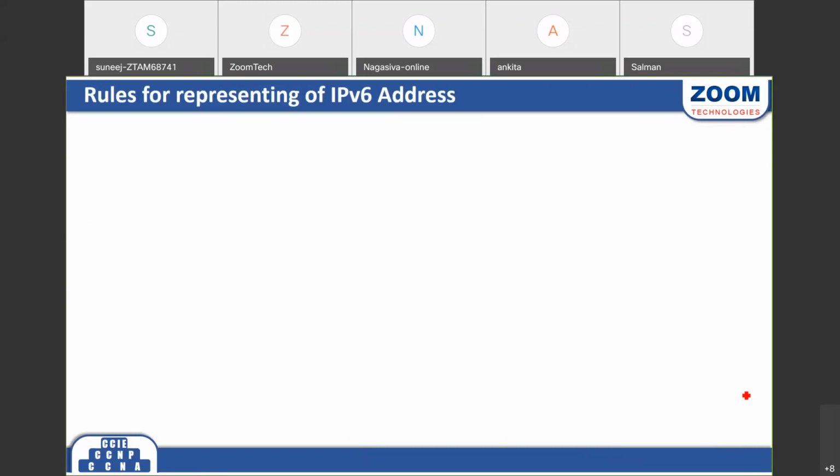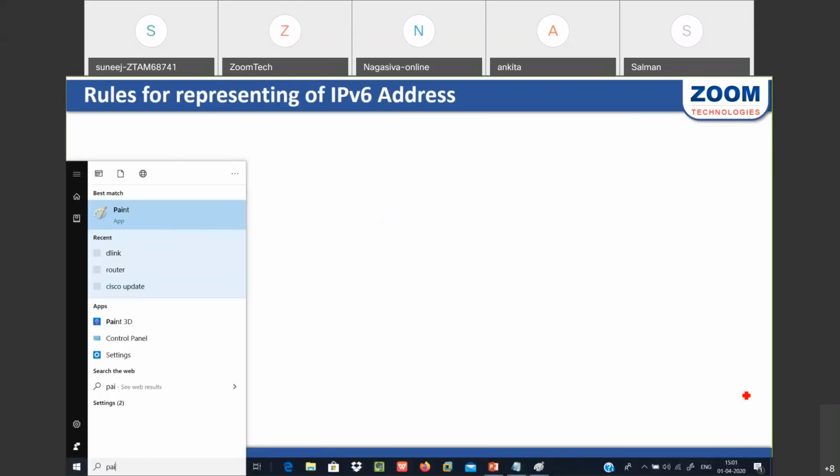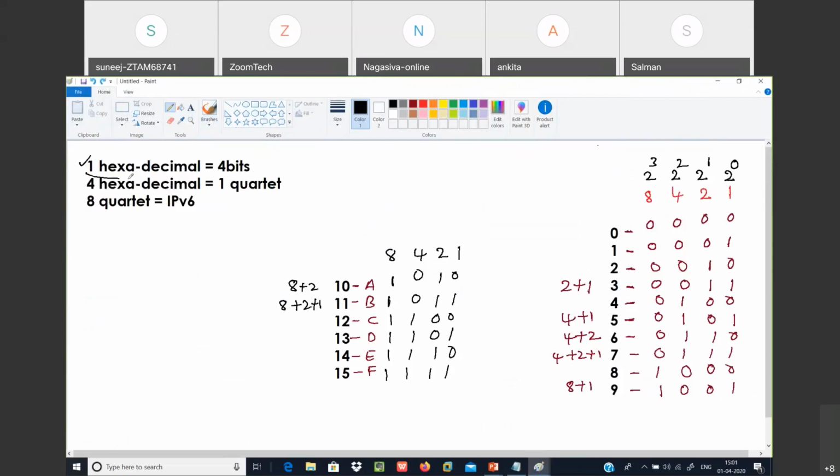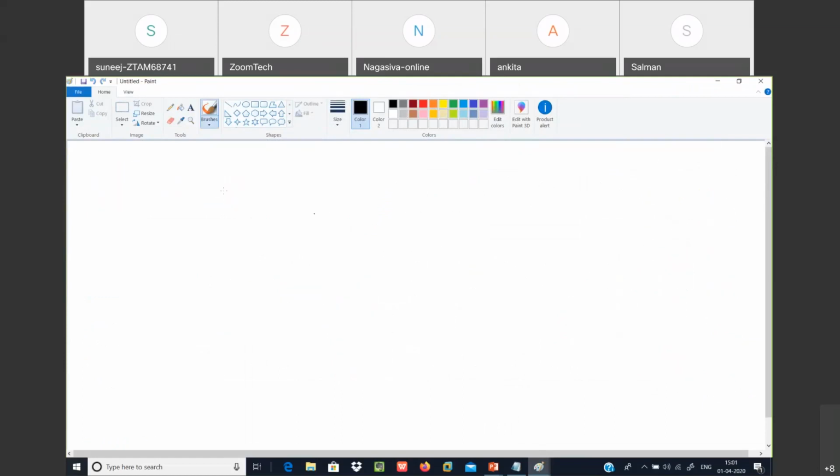To represent a 128-bit IPv6 address, some rules are available. Let me discuss clearly about the rules. Let me take one example of an IPv6 address. First point, one hexadecimal digit is 4 bits, and second point is what? 4 hexadecimals make 1 quartet. Let me write 4 hexadecimal numbers: 2, 0, A, 9. This we call 1 quartet.